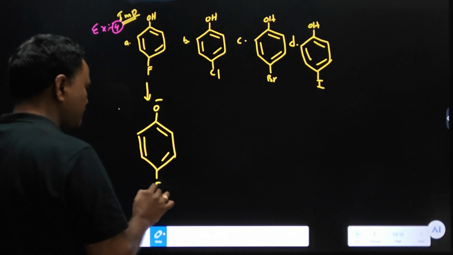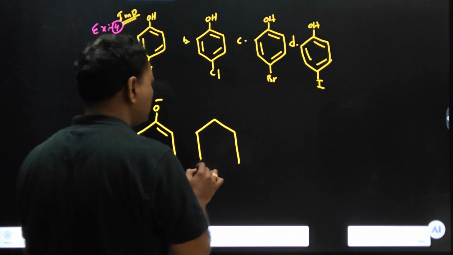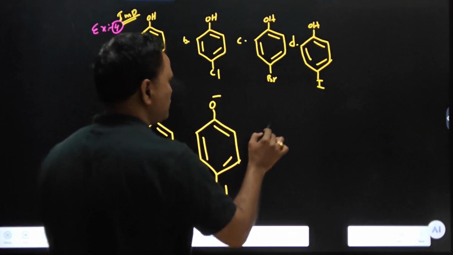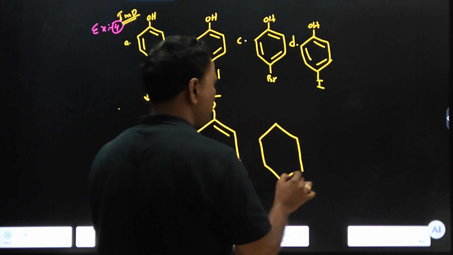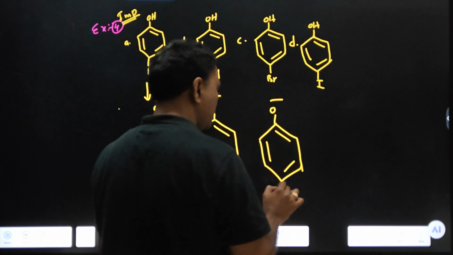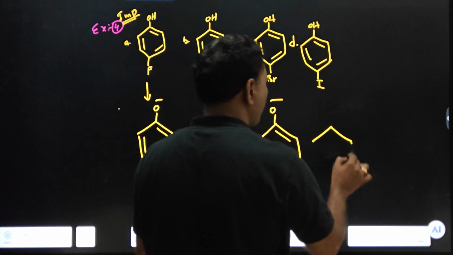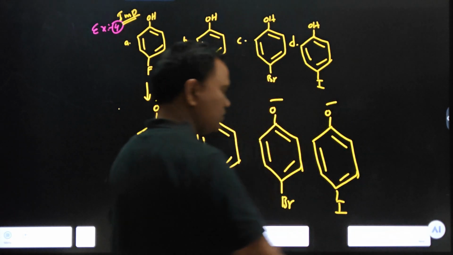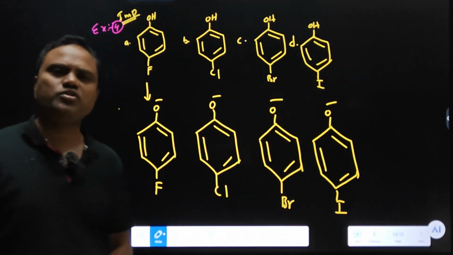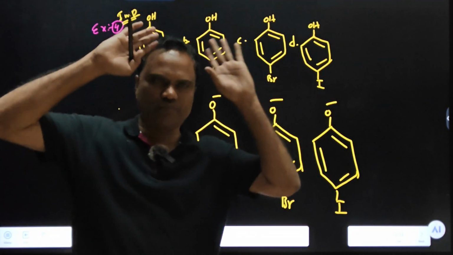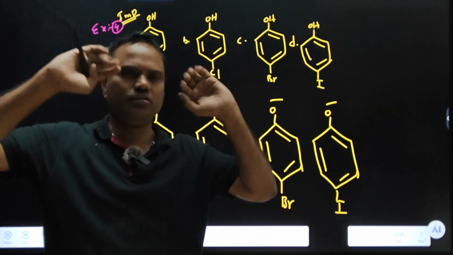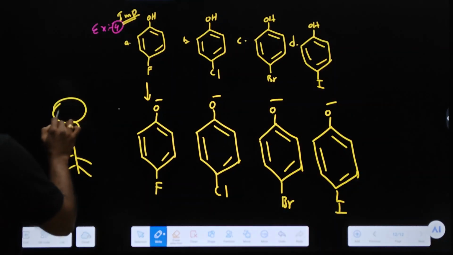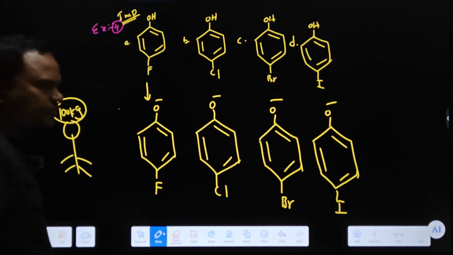O negative fluorine. O negative chlorine. Here also O negative and the bromine. O negative and the iodine. Okay, right, here also same story. One person is lifting some weights on his head, okay, like this. Some 100 kg weights he is lifting.